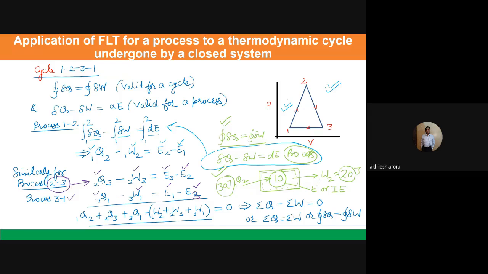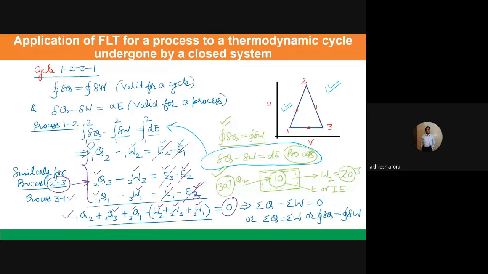Now what I can do is add these three equations. So I will get Q1-2 plus Q2-3 plus Q3-1 minus W1-2, W2-3, W3-1. And if you see the right hand side, what do you find? E1 and E1 cancel out. E2 and E2 cancel out. E3 and E3 cancel out. And we get 0 on the right hand side.